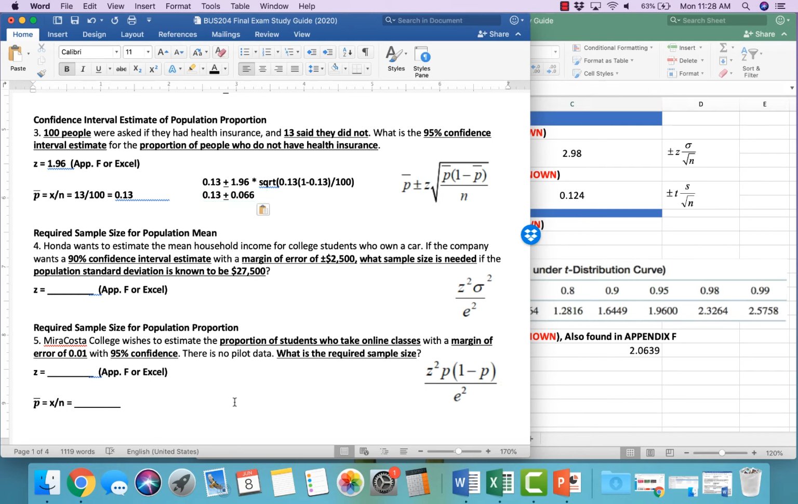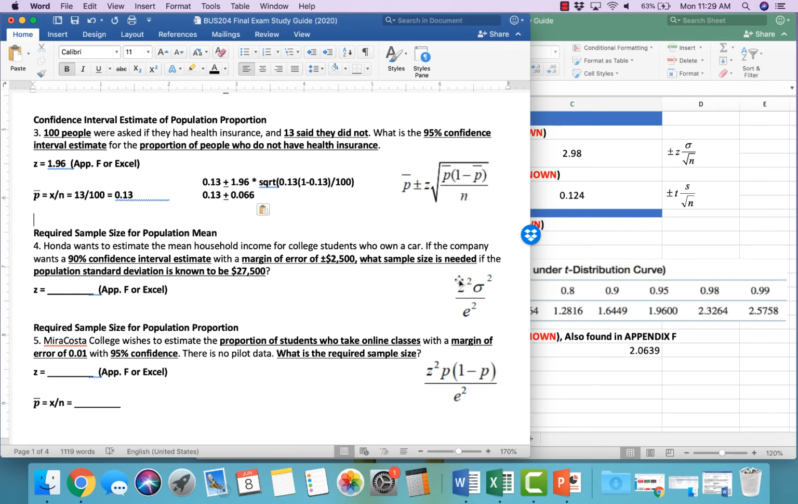Our last two problems in this chapter are required sample sizes. One is for the mean and one is for the proportion. So let's look at number 4. Honda wants to estimate the mean household income for college students who own a car. If the company wants a 90% confidence interval estimate with a margin of error of $2,500, what sample size is needed if the population standard deviation is known to be 27,500?